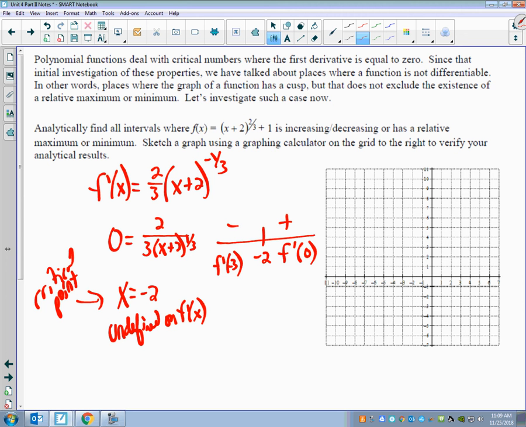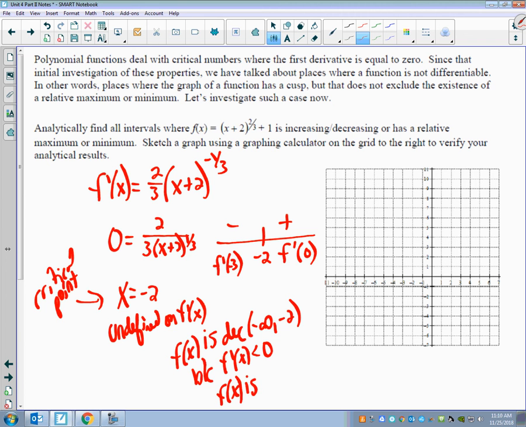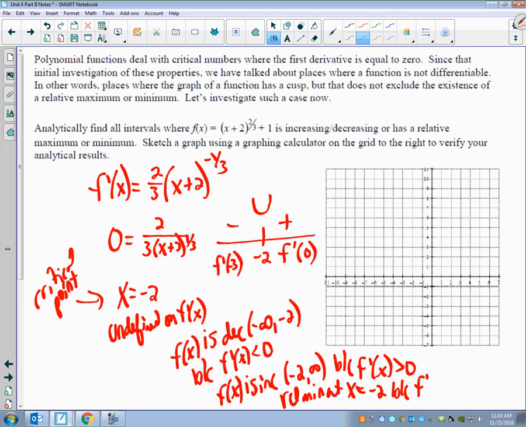So we can say that f of x is decreasing from negative infinity to negative 2 because f prime of x is less than 0. f of x is increasing from negative 2 to infinity because f prime of x is greater than 0. And we have a relative min at x equals negative 2 because f prime of x changes from negative to positive.